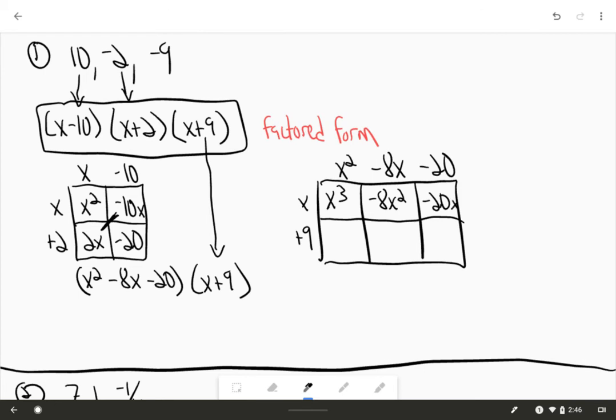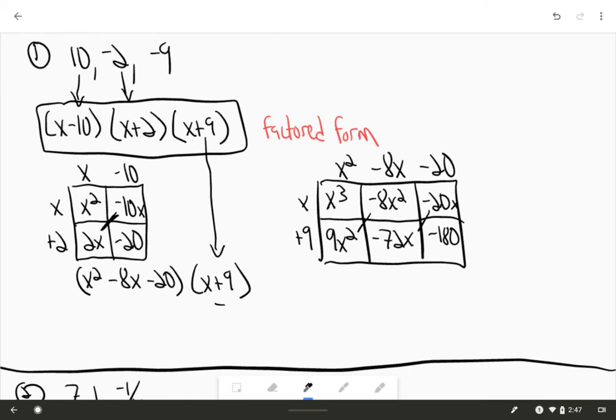And then bottom left, we have 9 times x squared is 9x squared. Okay, 9 times negative 8x is going to be negative 72x. And then negative 20 times 9 is going to be negative 180. Okay, and then we'll write out our answer.